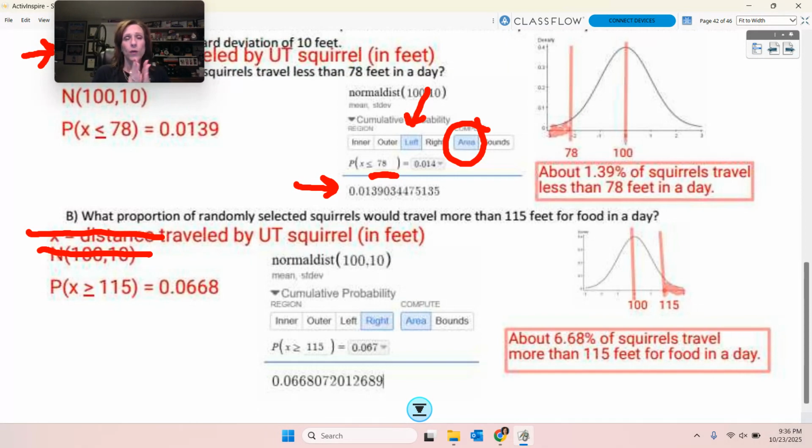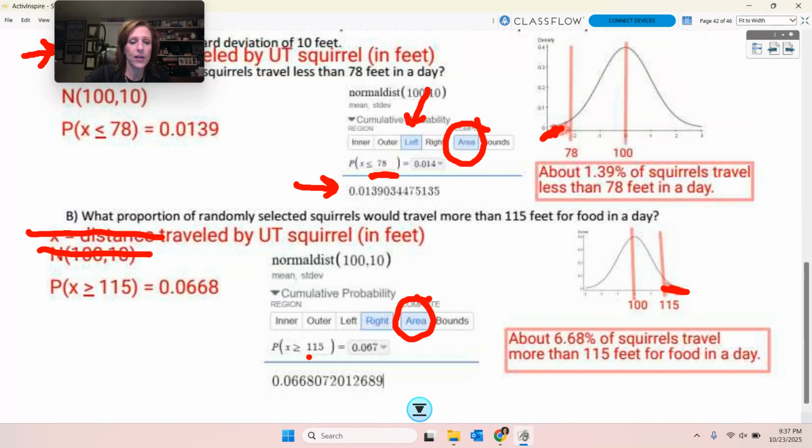So when it asks for one of the P words: proportion, percent, percentile, probability. What's the probability that a squirrel will travel a certain distance? So any of those P words are looking for an area, a shaded amount. So that means this is what we're finding here, is this shaded amount. So we want to use area in DESMOS to compute that.